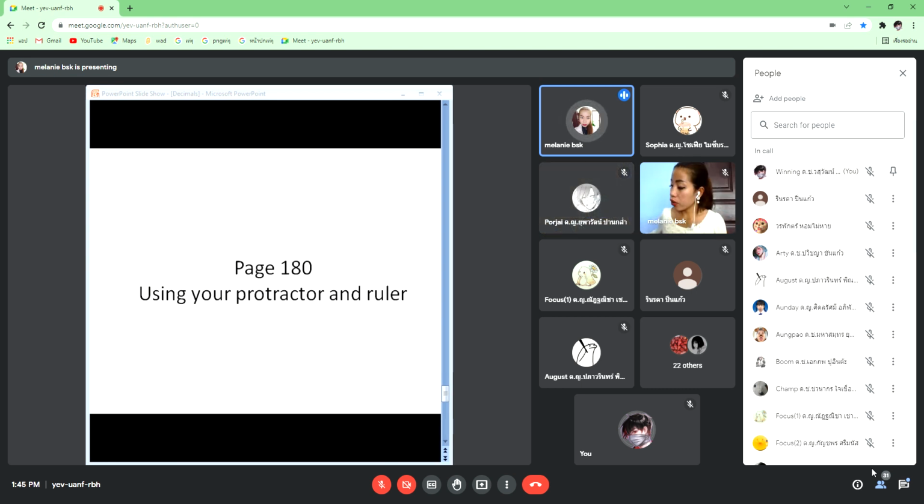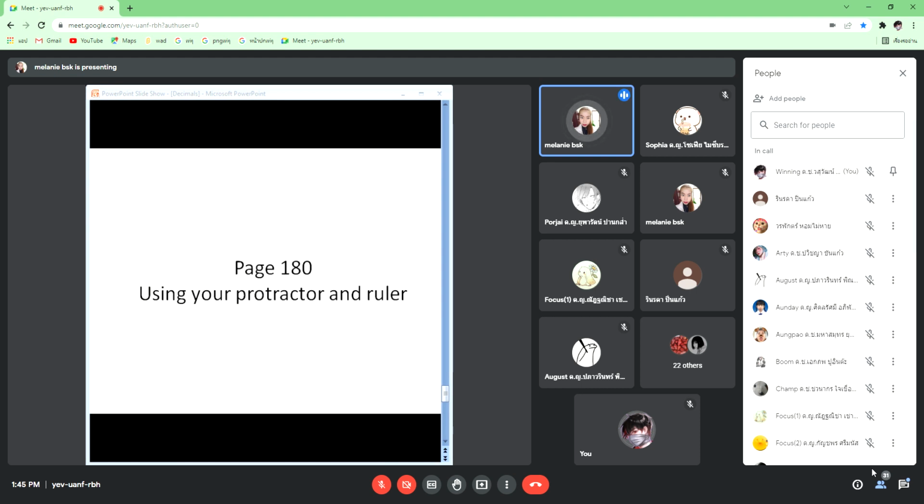Do you have your ruler with you, children? Yeah, that's nice. And do you know how to use your ruler? Do you know how to measure the arms of the angles using the centimeters of your ruler? Yes or no?